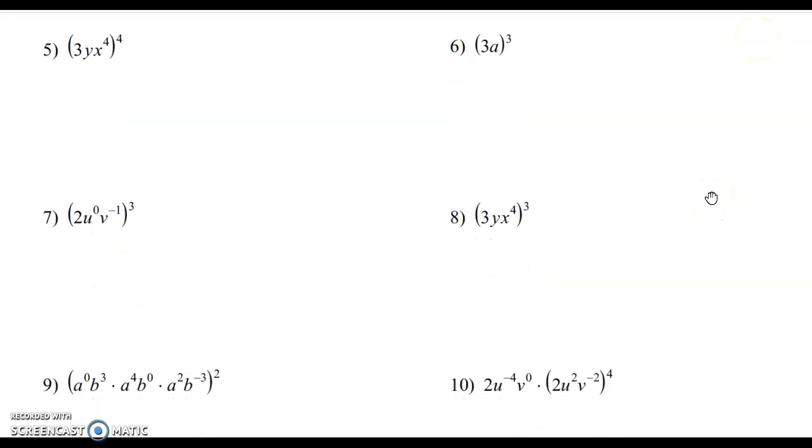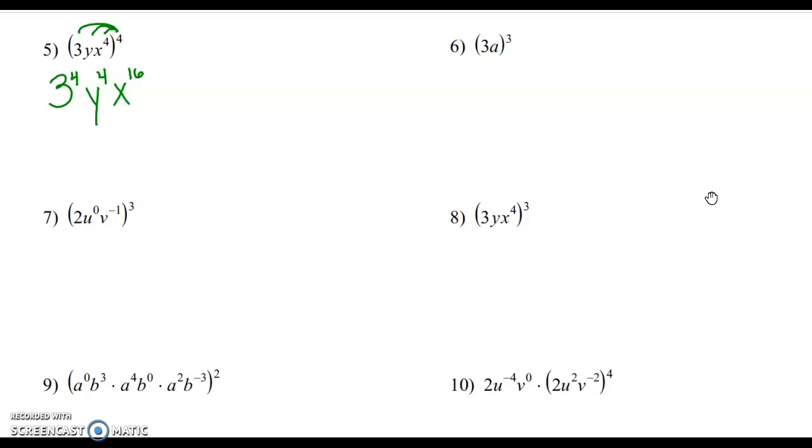All right, so now you can see you have 3 pieces to the product inside. So that exponent of 4 on the outside is going to have to go to 3 places. So we have 3 to the power of 4, y to the power of 4, x to the power of 4 times 4 would be 16.